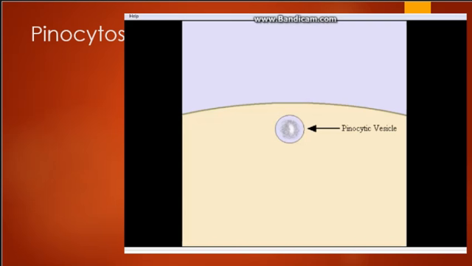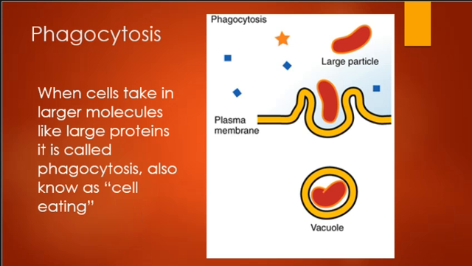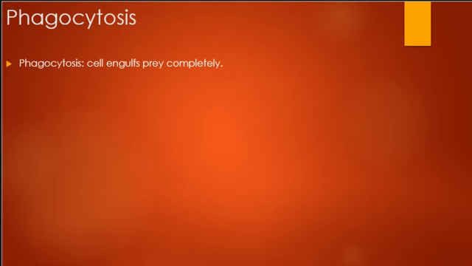Okay, so it's too large to go through regularly like water or something, but it's not huge, so it can go through pinocytosis. Phagocytosis, the cell takes in a larger particle, let's say a solid if you will, a large protein. This is also known as cell eating, so notice we have a large thing in there. Let's watch the video on this one.